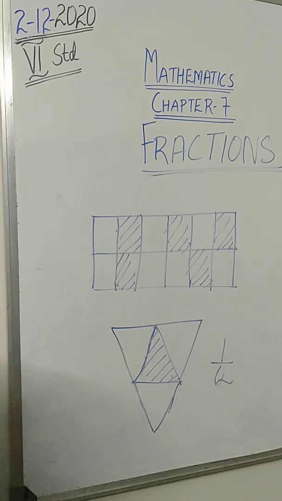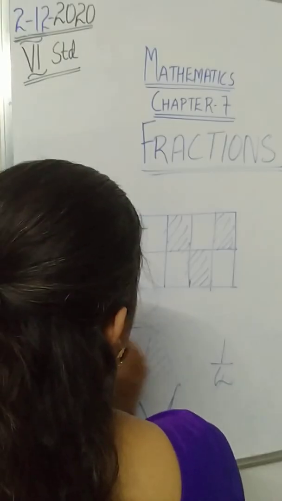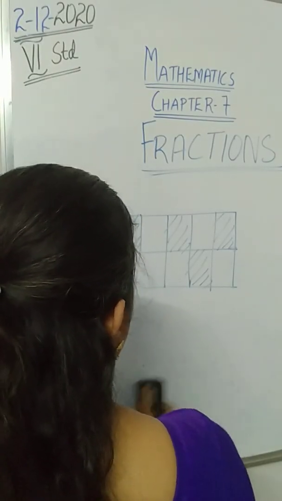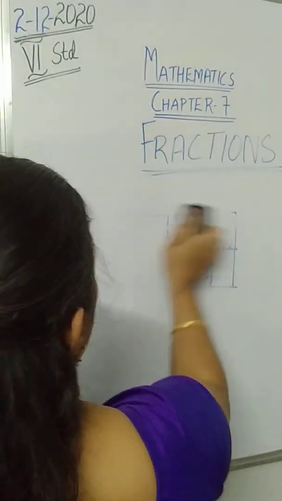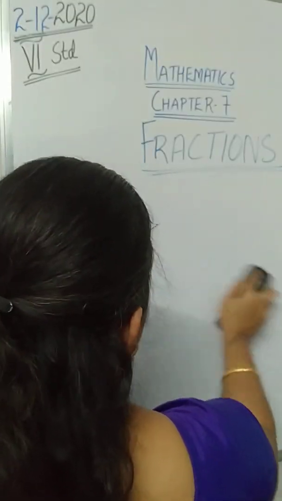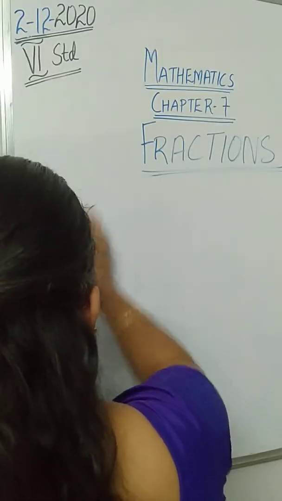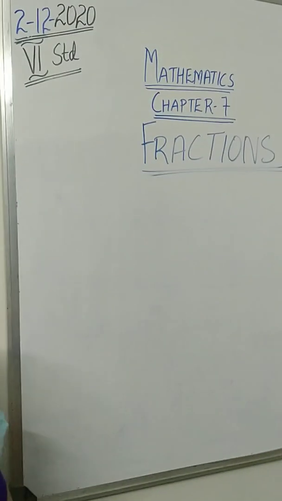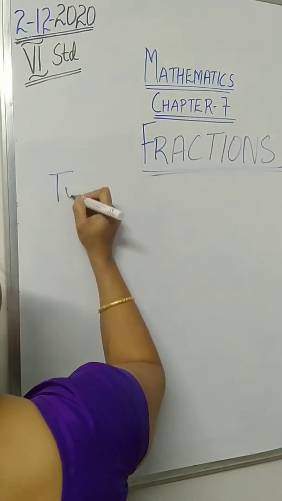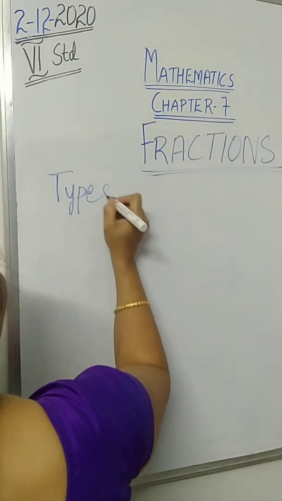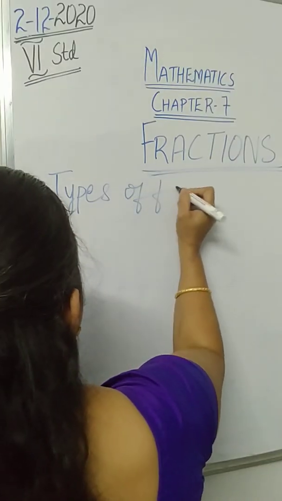Now, this is how we see the fractions. Now we will learn about the types of fractions. We know what is fraction now. Now let us see how many types of fractions there are and what they are. Yes, let us move on to the types of fractions.